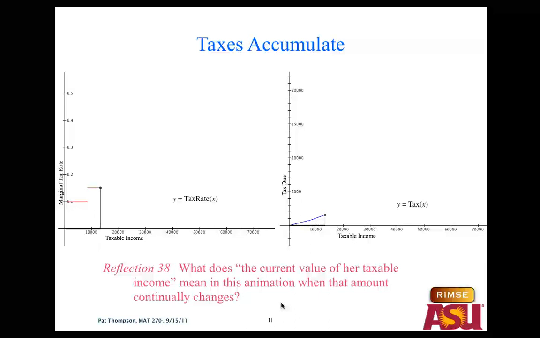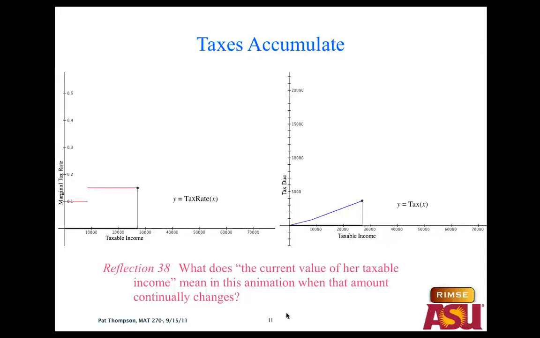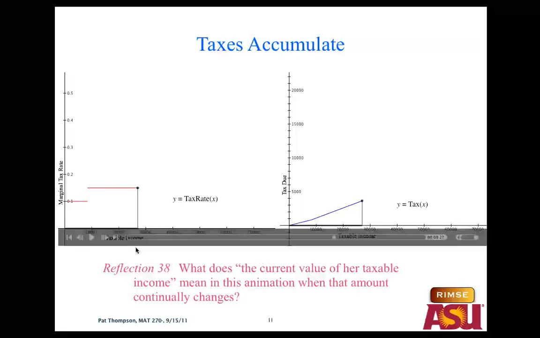Yeah, it's kind of like we have to pause time, right? So we come along and say, we just pause time here. And so what's the current value if we pause time? What's the current value of her taxable income? Yeah, something like 28,000, right?